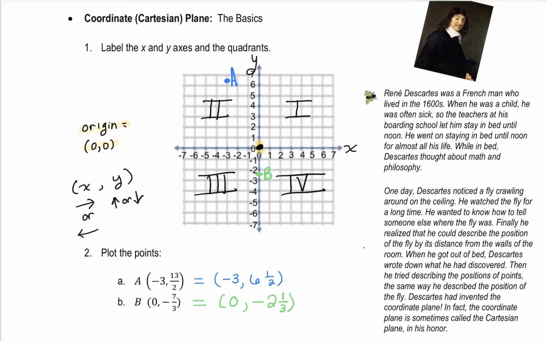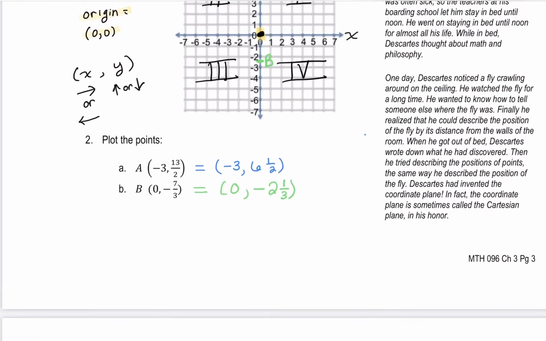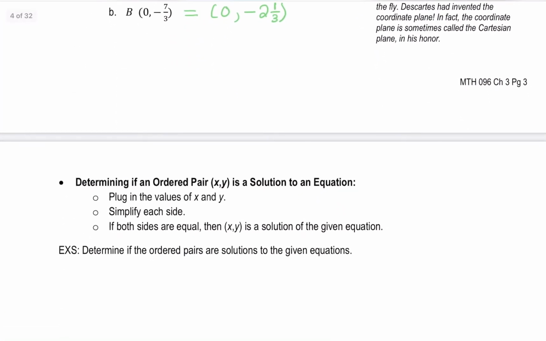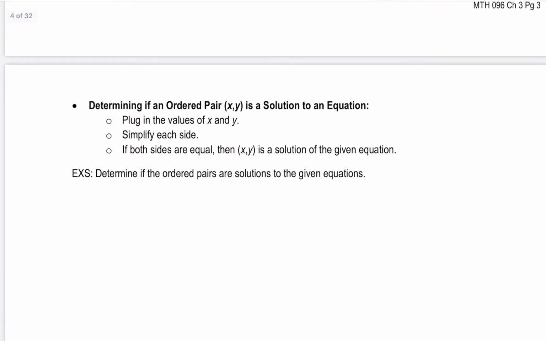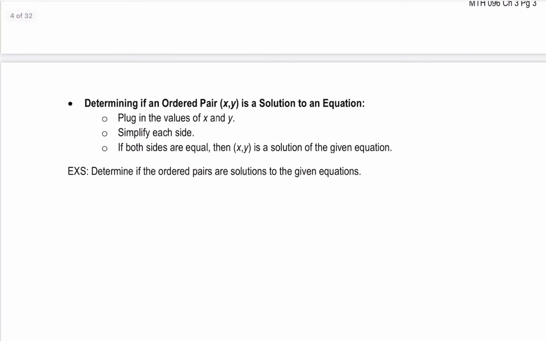All right, so those are just a couple of the real basic foundations we should remember for working with the coordinate plane. So our next objective, we want to look at how to determine if a particular ordered pair is a solution to an equation. So in those situations, what we're going to do is the mechanics of essentially evaluating expressions. We're going to sub those values in, and then basically just see if we get a true statement.